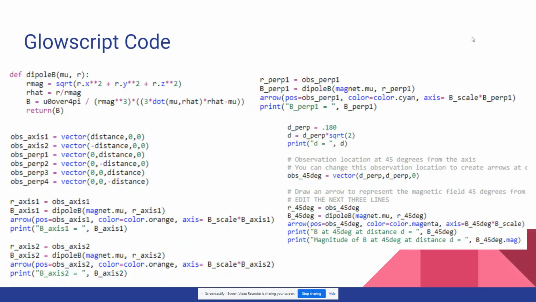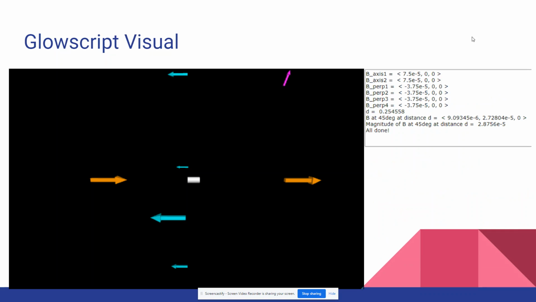The magnitude and observation location 45 degrees from the axis were calculated by using the d-perp value and input through the dipole function to obtain the magnetic field value for this location. The orange arrows show the on-axis field, and the cyan arrows show the 4 perpendicular fields, with the purple arrow being the 45-degree angle field.